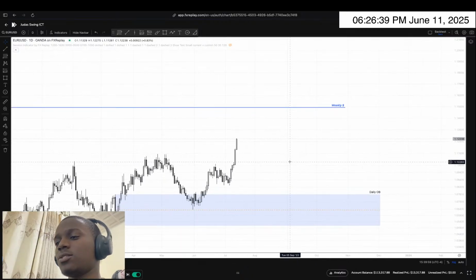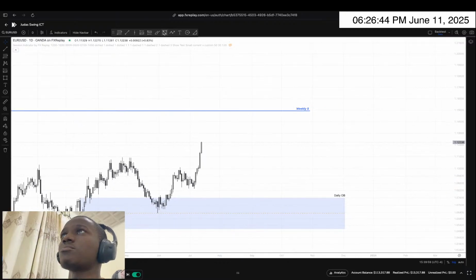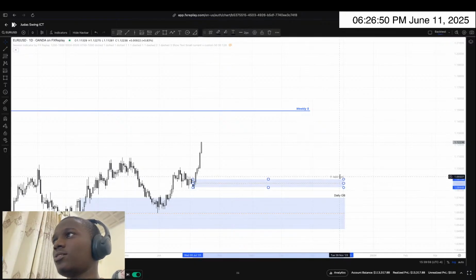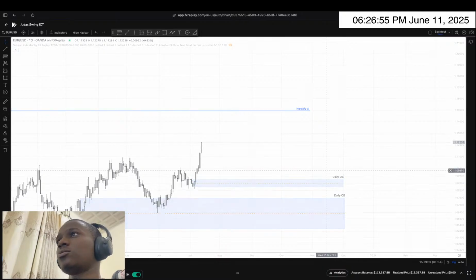Okay, now consider we have another order block right here, a small one on the daily. From this downwards, from this corrective move, it's another daily order block. Now I'll go to the 2 hour.